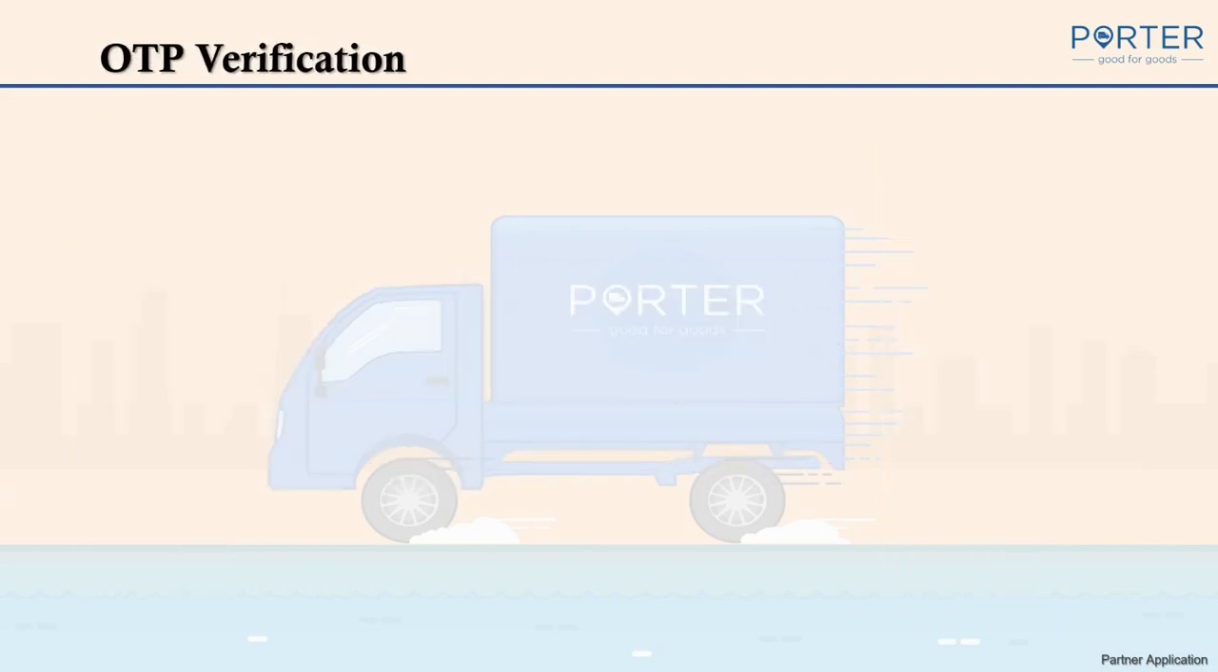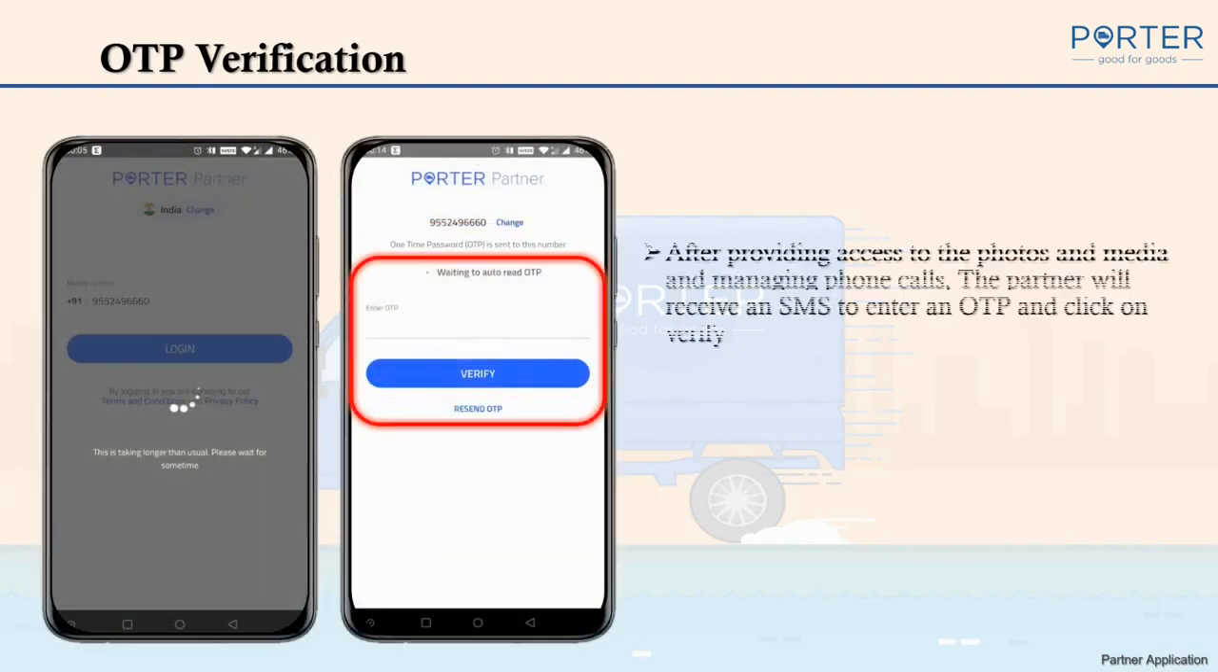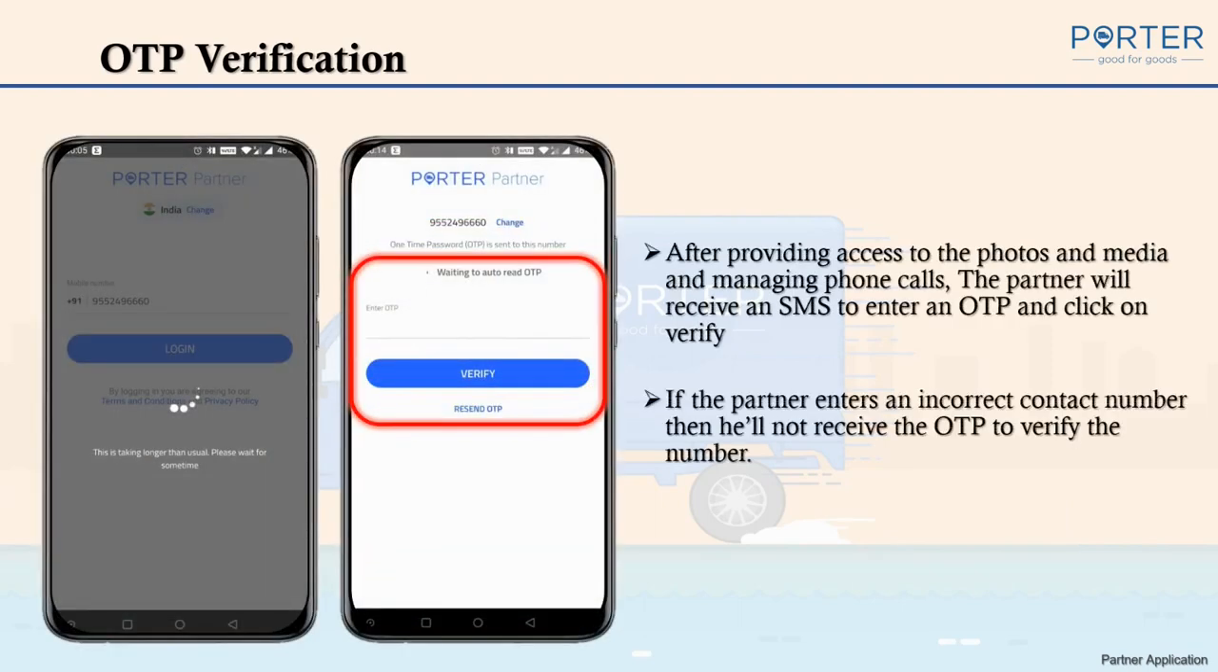Now that the driver has allowed both the permissions, on the next page he is asked to enter an OTP. This OTP is sent to the same number that was used earlier to log in and register in the application. In case the driver has entered a wrong contact number, he will not be able to receive the OTP and he needs to click on change and rectify the contact number.